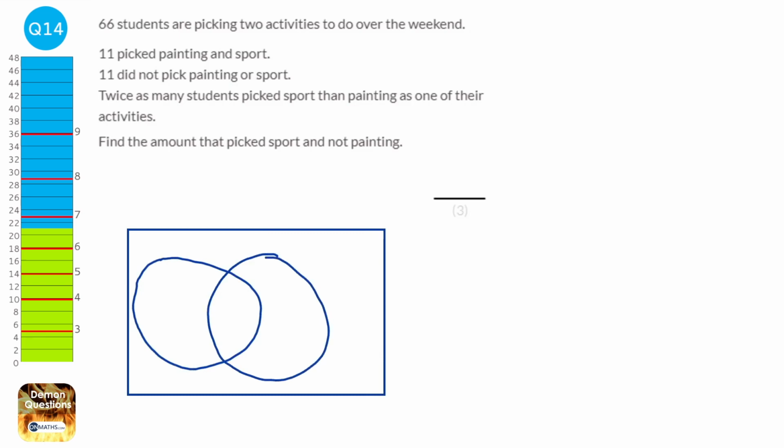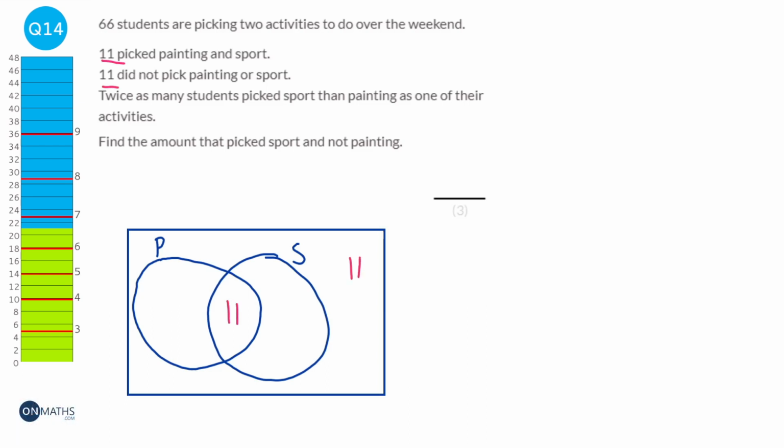So it says that they picked 2 activities. It was either painting, which I'll put as a P, and sport, which I'll put as an S. So let's start filling in the information it gives us. So 11 picked painting and sport, so that will go in the middle because that is painting and sport, and 11 didn't pick painting or sport, so they can sit on the outside.